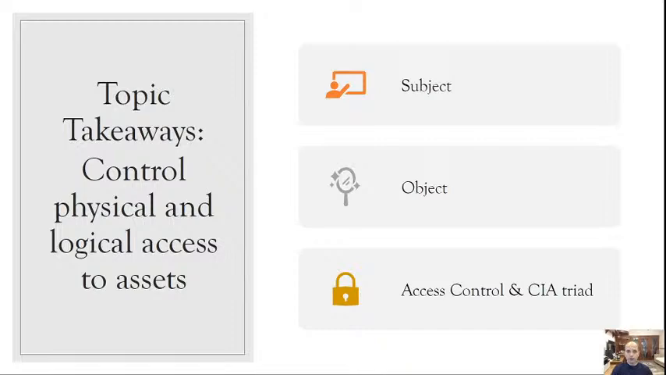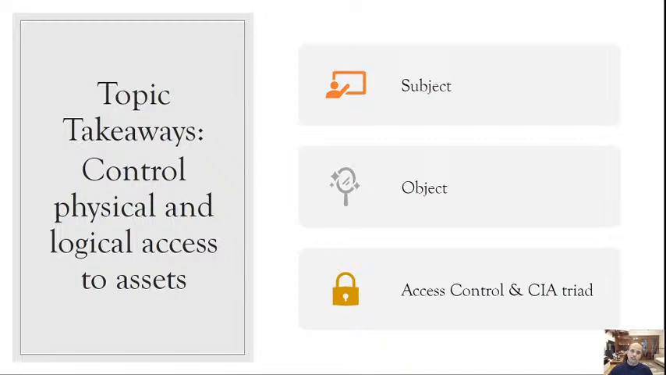So whenever we are going to give permission or rights, we will provide the permission to access the object, and we will give the right of the object to the subject. So that is the concept of subject and object. That is the most important takeaway from this particular topic.